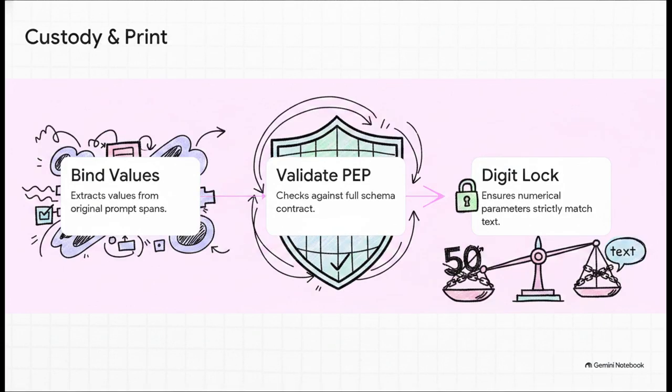Finally, the system executes value binding in a brilliant process known as digit lock custody. Values are extracted straight from the original spans of your English prompt and validated against the entire schema contract. This digit lock parameter custody check is incredible because it ensures numerical parameters strictly match the original text. So if you ask for invoices over $50, the number 50 is never, ever allowed to be swapped out or replaced by the word 500 by the LLM. Custody is perfectly maintained from start to finish.